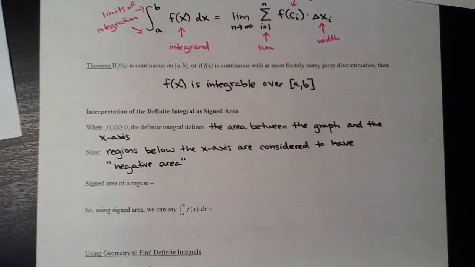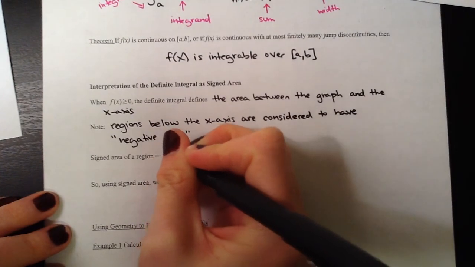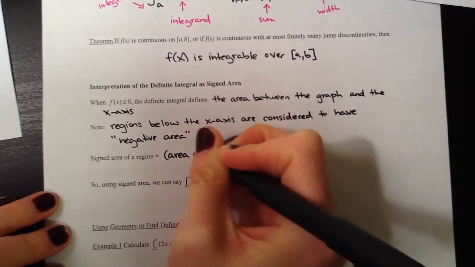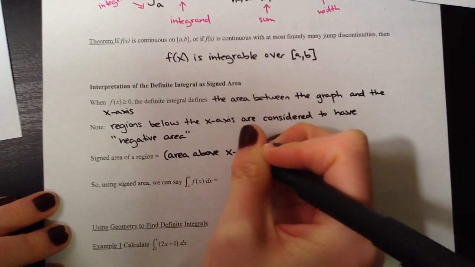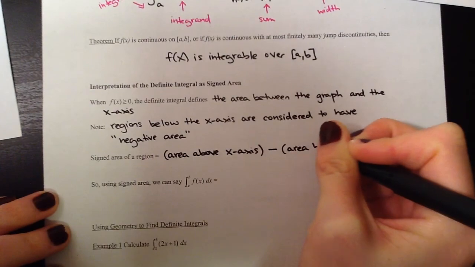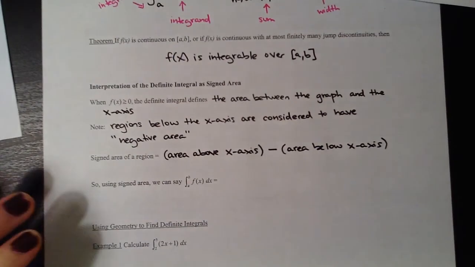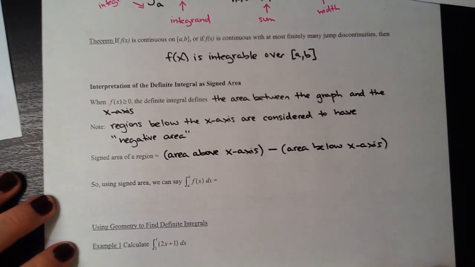Okay, so in case you're wondering what happens if the function dips down below the x-axis, which most functions do at some point, you consider it to be negative area. So when we're talking about the signed area of a region, if we want to know what the area above the x-axis is, what the area below the x-axis is, the signed area, we take the area above the x-axis and then subtract the area below the x-axis. And I'm going to explain what that means in just a couple examples in terms of velocity.